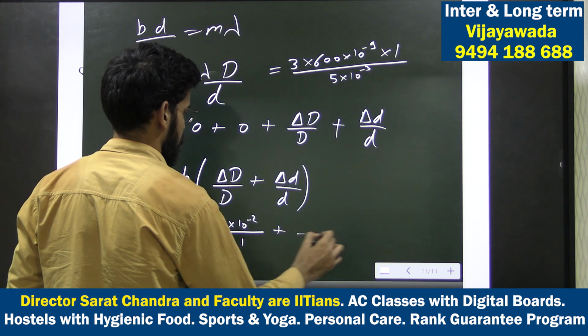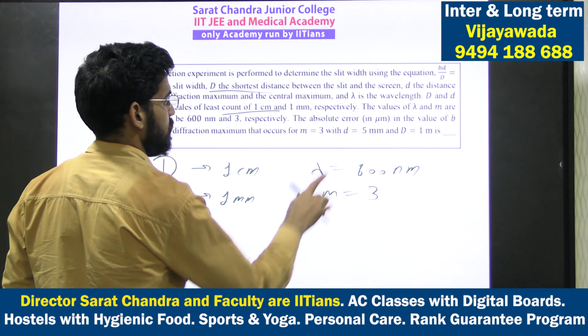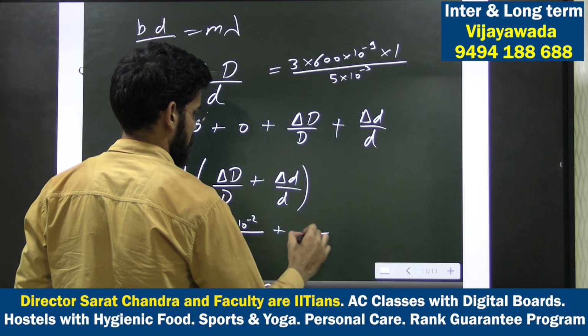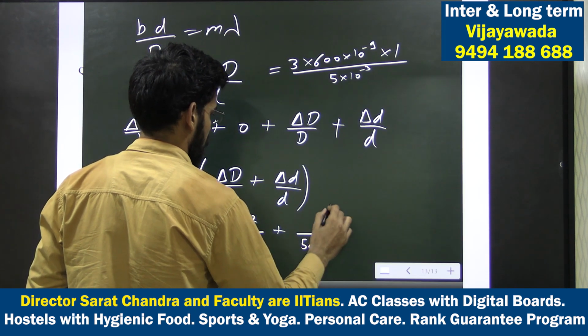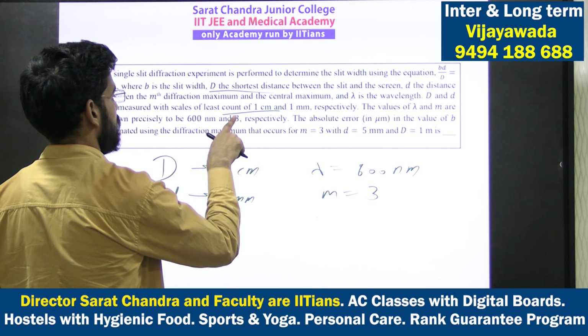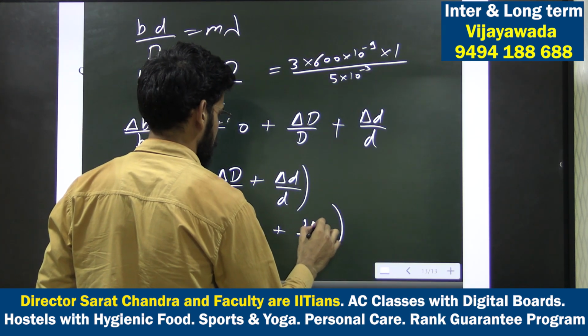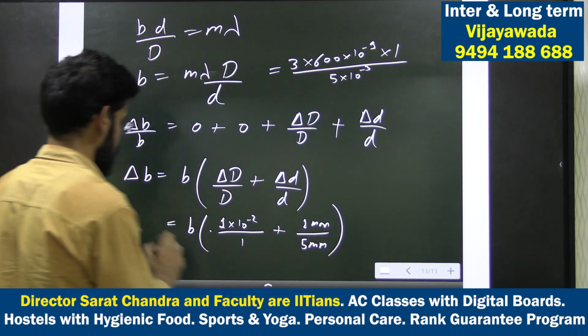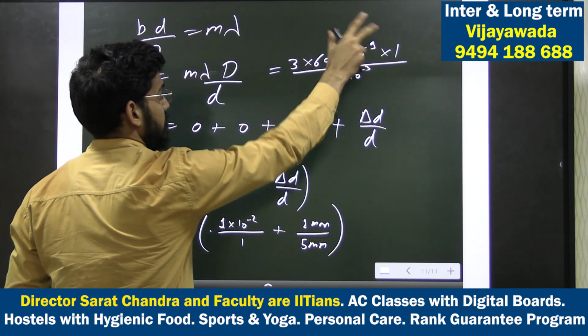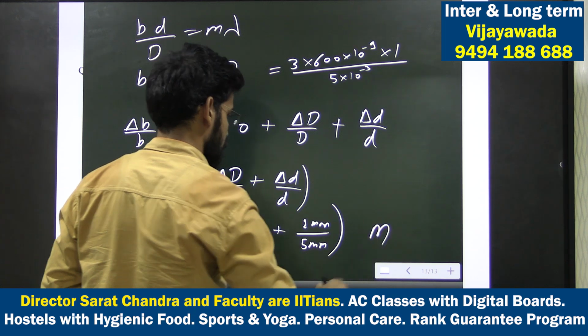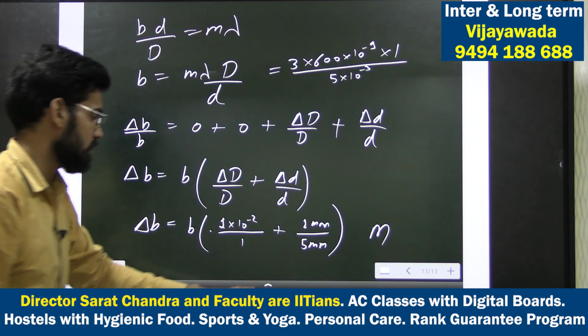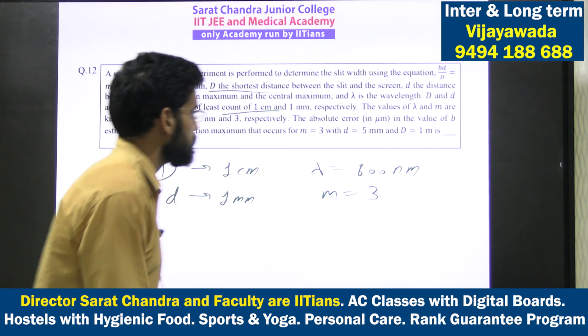Okay, so first of all, small d is how much? Small d is given 5 millimeter, and delta d least count 1 millimeter. So same unit, so I don't have to convert that unit. Okay, delta b will come according to the exact value you put, this will come in meter. So convert that meter into micrometer, you will get your answer. Okay, that's how you will get it.